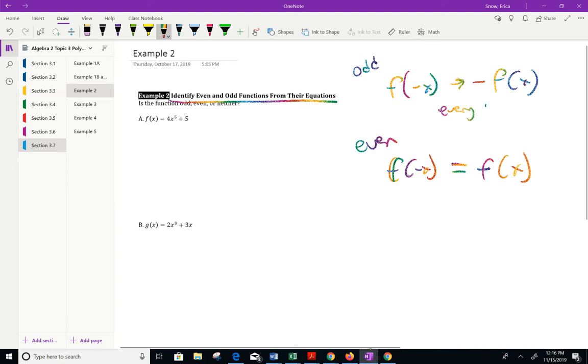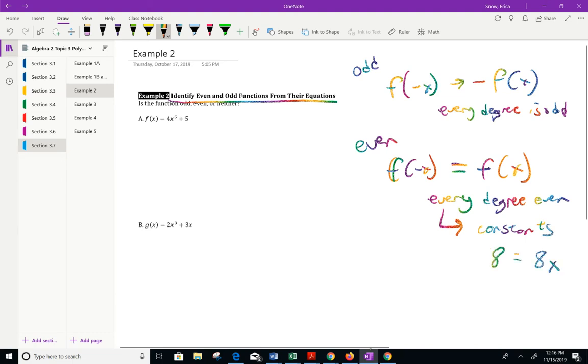And basically what you can do is look at a function, and if every degree is odd, then the function is odd. And if every degree is even, then the function is even. And even degrees include constants, because remember 8 is the same as 8x to the 0, because x to the 0 is just 1. 1 times 8 is 8.